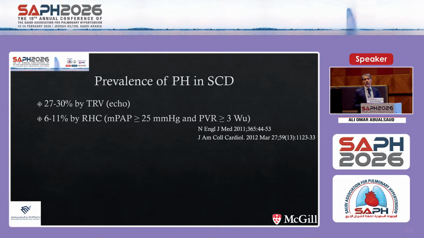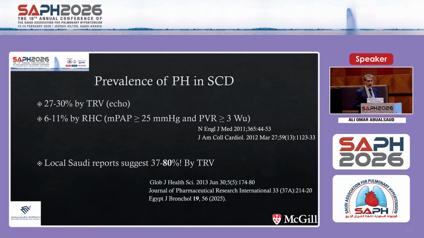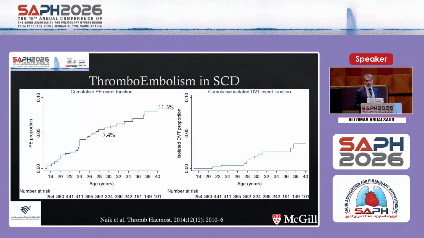In terms of the prevalence of PH in sickle cell, there are various reports by echo or TR velocity. About a third of patients with sickle cell have some range of PH, but invasively, using the definition of 25 millimeters of mercury or PVR more than 3, about 10% is the number we came to. Local reports are variable, only echo, no invasive, ranging between 37% and even up to 80%. All that to say, a lot of PH happens in sickle cell.